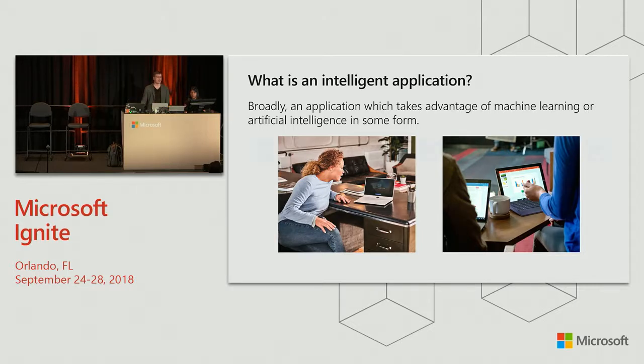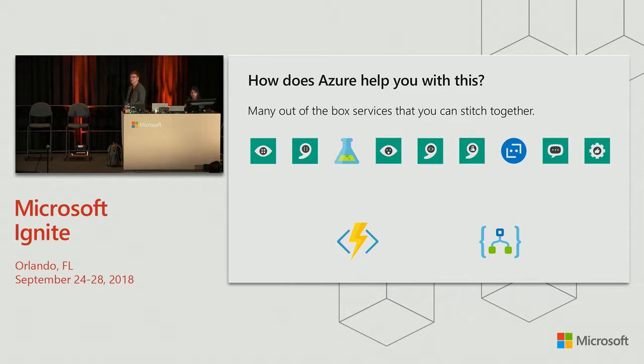So let's now move into how Azure can help you with this. I have here listed many of the different out-of-the-box services that you can stitch together. Up on the top row, we have all of the different cognitive services APIs. Cognitive services provides APIs for a lot of your, let's call them solved problems, things that people do many different times, like facial recognition or OCR, things like that.